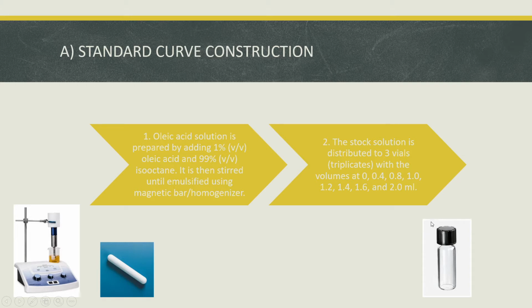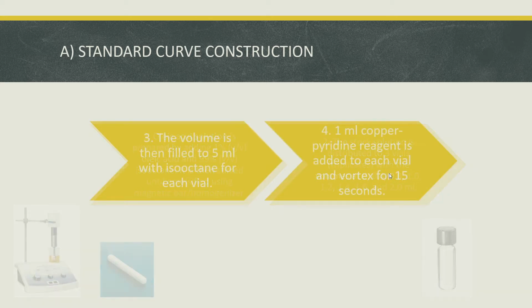This is the vials, but we need 3 of those for each volume at 0, 0.4, 0.8, 1.0, 1.2, 1.4, 1.6 and 2.0 milliliters. So in total we need to have 24 vials, 3 for each volume. The next step, we fill up each vial with isooctane up to 5 milliliter. Then 1 milliliter of copper pyridine reagent is added to each of the vials, and each of the vials is then vortexed for 15 seconds to mix it up well.